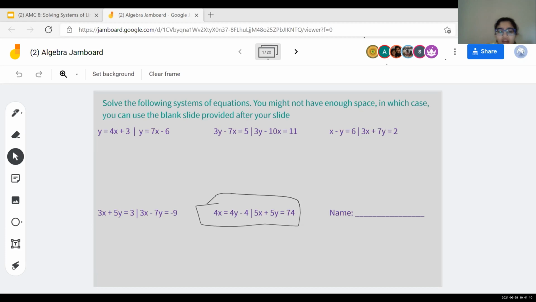Okay, so everybody in the chat or on the Jamboard, solve the last problem, and please put your name on your slide if you're doing it on the Jamboard, just so we know that you're there. And also, when you're doing this, remember substitution. You have to isolate a variable and then plug in the value you have for that variable into the other equation. And then you should solve.